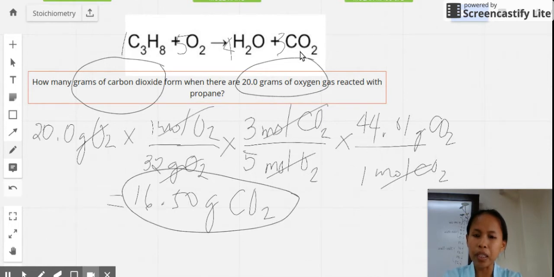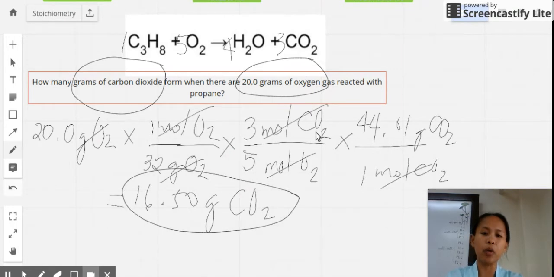Now, where will we place the O2 and CO2? Take note, you need to cancel out mole O2. So the 5 moles O2 has to be in the denominator, and obviously your 3 moles of CO2 has to be on top. Now, this will cancel out mole O2 and mole O2 from the molar mass. And then you get mole CO2, but we need the mass of CO2.